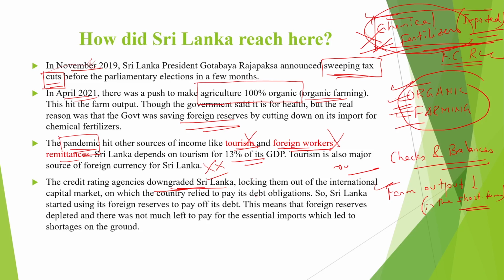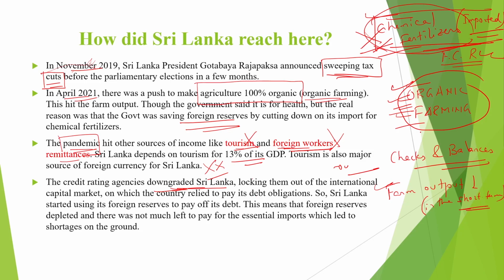Okay, so it's like a double whammy. You are unable to pay, so you're being downgraded, and when you're being downgraded, no one else gives you money that you can borrow from. Okay, so that's the problem because of which Sri Lanka reached this position.